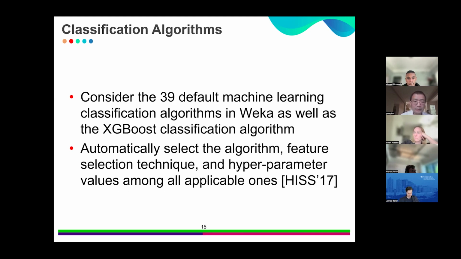We consider the 39 default machine learning classification algorithms that are included in the Weka machine learning package. We also consider the XGBoost classification algorithm. We previously developed a method that, given a data set, can automatically select the machine learning algorithm, feature selection techniques, and hyperparameter values for the machine learning algorithm among all applicable ones. So we use this approach to do automated model selection.